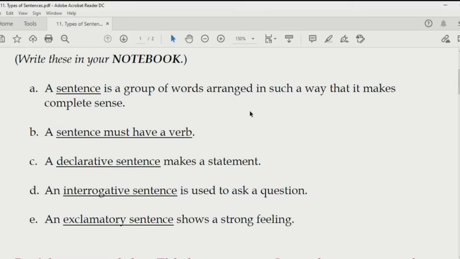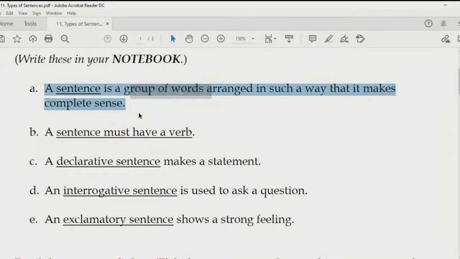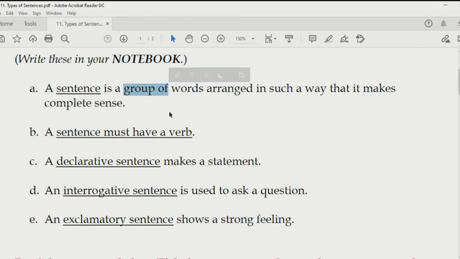When we arrange letters, it becomes a word. And when we arrange words, it becomes a sentence. I'll repeat it once again. A group of letters, that means A, B, C, D. If you arrange the letters, they will form a word. And when you arrange words, they will form a sentence.